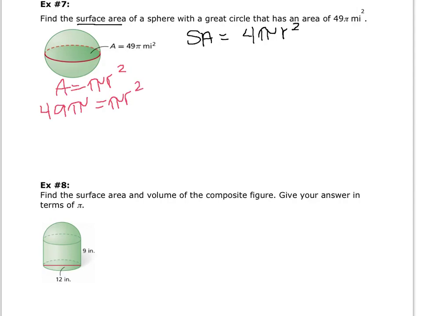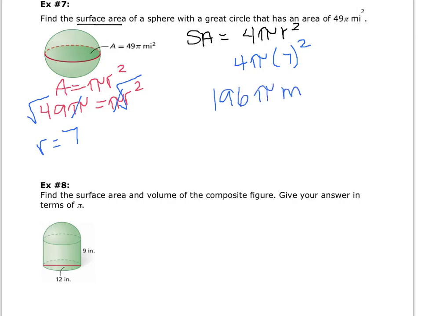So I'll come through here. Pi's on both sides, they cancel out, and then we can solve for r by square rooting both sides. So we get r is 7. So now I can come over here to my surface area and plug in my 7. So I can do 7 squared, multiply by 4, and then if I leave it in terms of pi, I will end up with 196 pi miles squared. And that is my surface area.